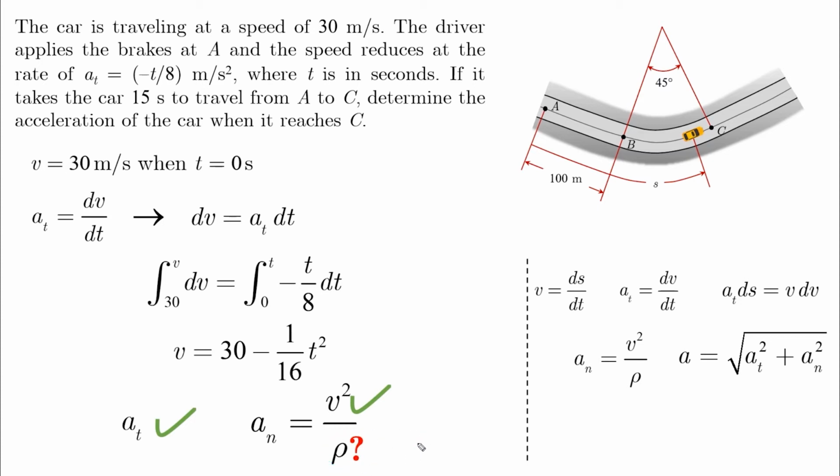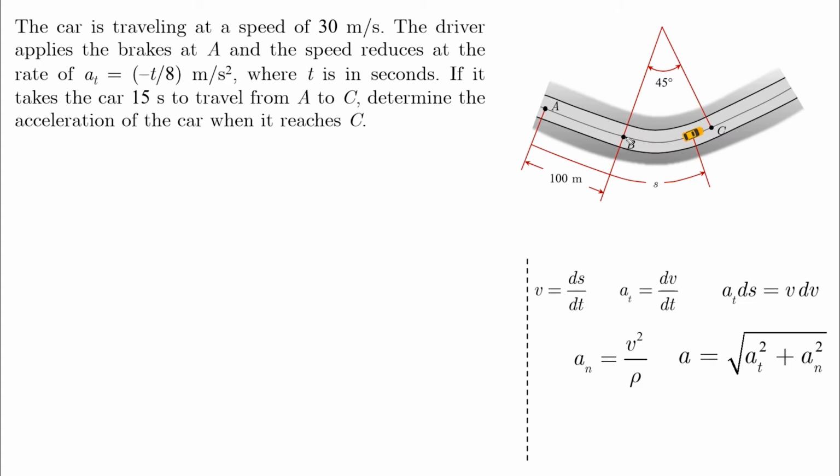So how do we find rho in this situation? If you look at the curve between B and C, you will find that the only way to get rho is by using the definition s equals rho theta. And since we know the angle, which is 45 degrees, we can use that between B and C. So now s is equal to rho times pi over 4. So if we find s at point C, we can find rho at point C.